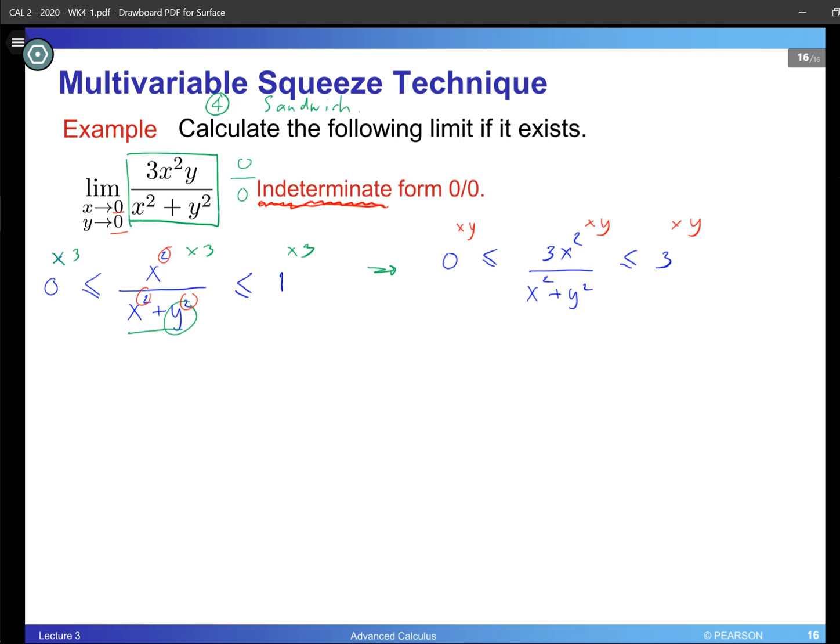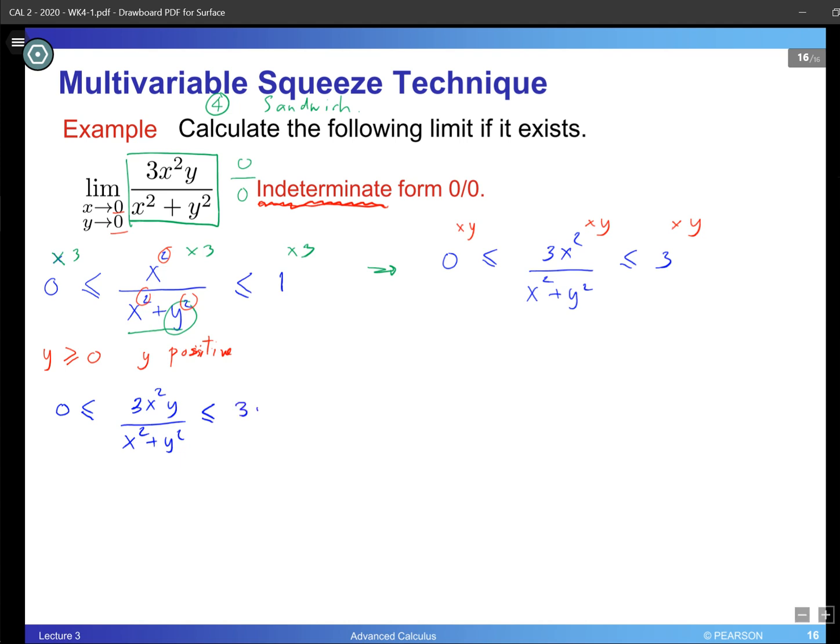Alright, so let's talk about this with 2 cases. The first case is when y is greater than or equal to 0, when y is positive. When y is positive, if you multiply y in, it's not going to change the sign at all. So in the end, it's going to come out to be 0, same thing. In the middle, it becomes 3x squared y divided by x squared plus y squared. And on the right hand side, what do we have? We have this 3y.